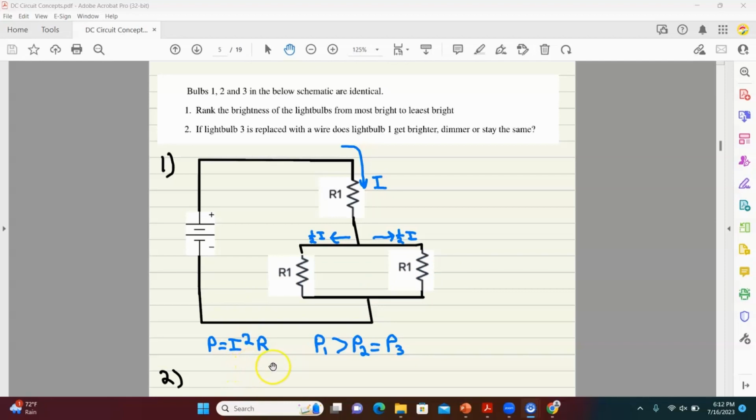Power dissipated is equal to I squared R. I is larger for light bulb 1 than it is for light bulbs 2 and 3, and therefore 1 is going to dissipate the most power, and the power dissipated by 2 and by 3 are equal. Light bulb 1 is going to be the brightest. Both light bulb 2 and 3 will be equally bright, but they'll be less bright than light bulb 1.